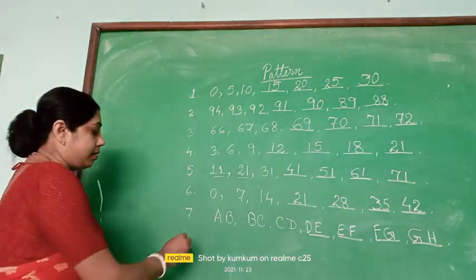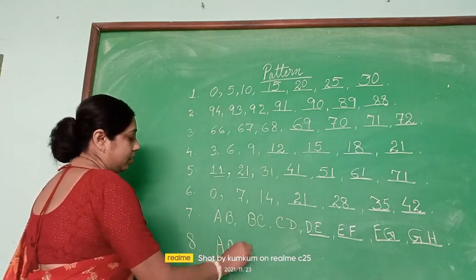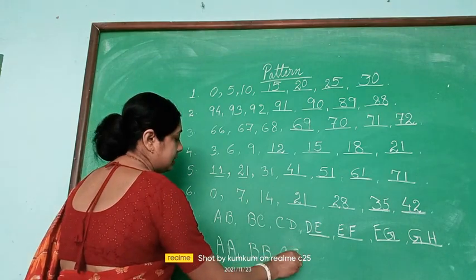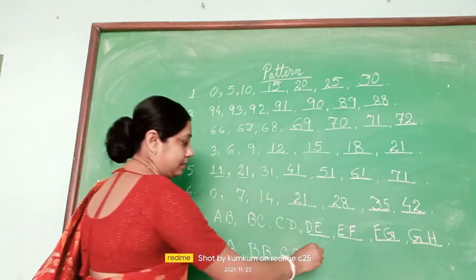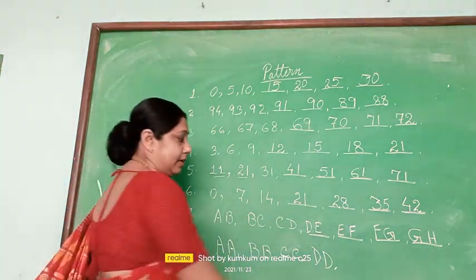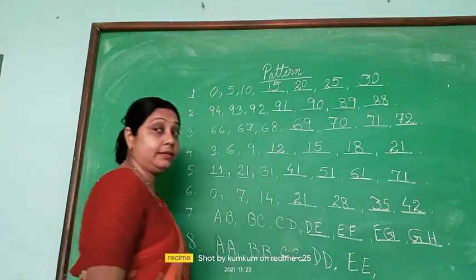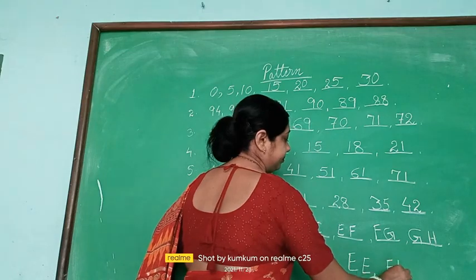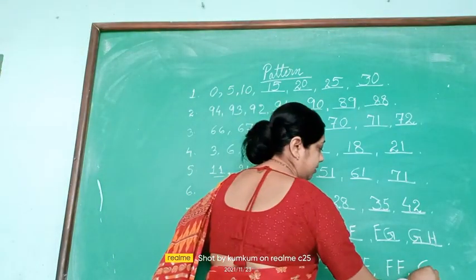So let us see one more. Suppose I am writing here A, comma, B, B, comma, C, C. So next one what should be? D, D, then E, E. Yes, then F, F. Next G, G.